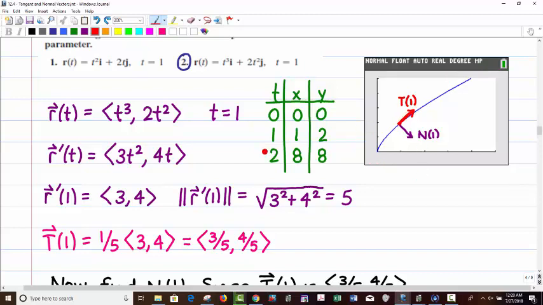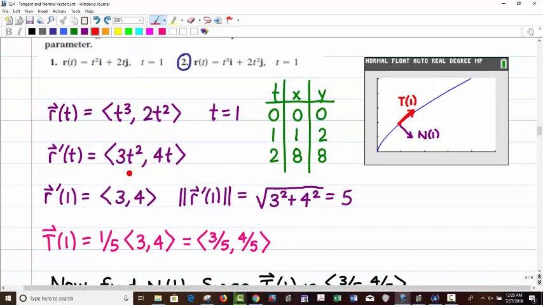Then I drew the T of 1 after I evaluated it. So I found the positions here, which I could have plotted manually. So there it is. When t equals 1, you're at the point (1, 2) right there. And it goes on to (8, 8). So that's good enough. That covers the 1.